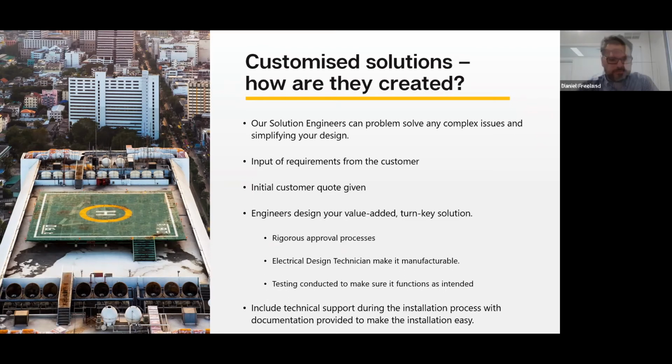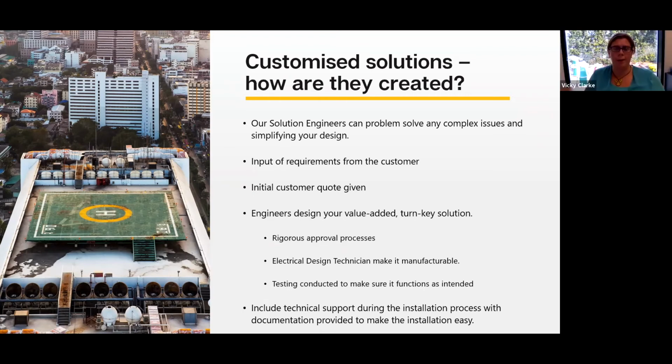Thanks a lot, Dan. So just as a quick aside, Vicky, we obviously get an inquiry from a customer on a specific customized solution. So how does that work from your end right through the way to Daniel?